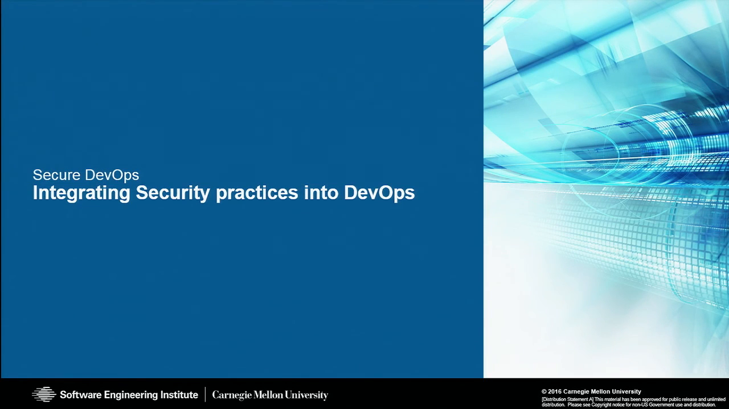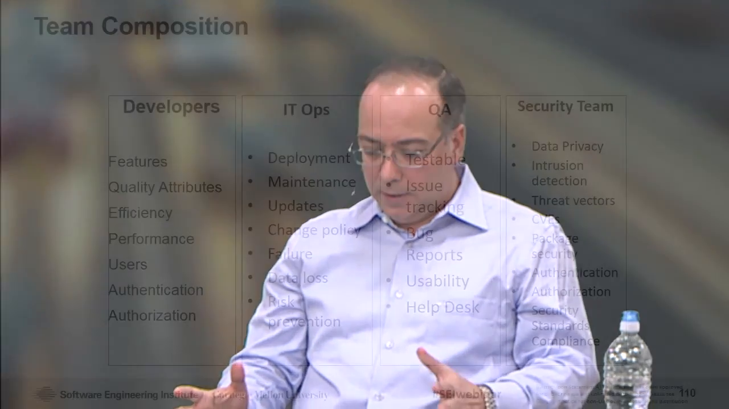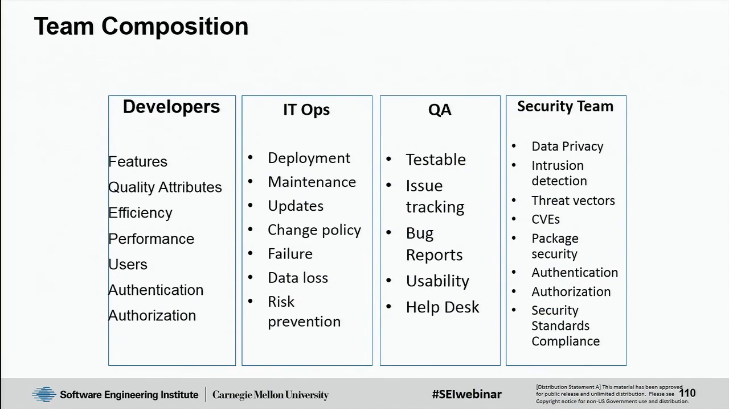So let's talk about how we can get security into the DevOps pipeline. We covered the overall DevOps work, and now let's get to security. Going back to the DevOps mindset, security is another team. When we talk about software practices, requirements gathering, and all the team members, including developers, QA, and IT operations.